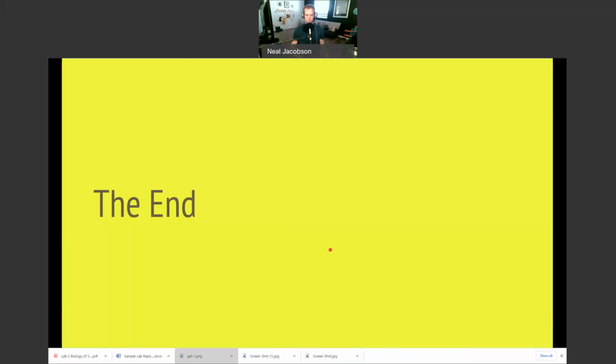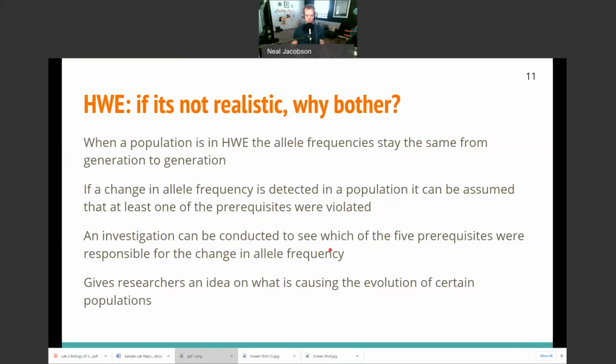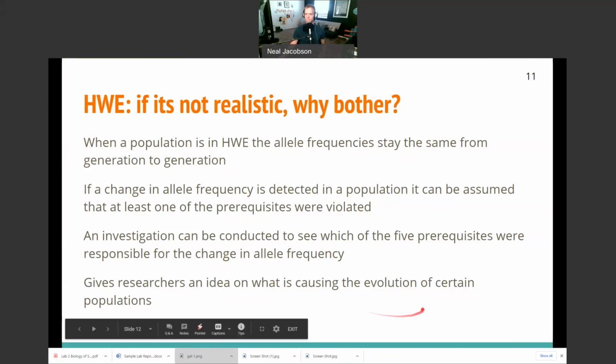That was actually the last line of our note sheet: most populations are not in Hardy-Weinberg equilibrium, so we investigate to get an idea of how and why certain populations are evolving.